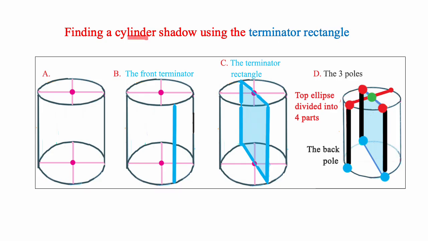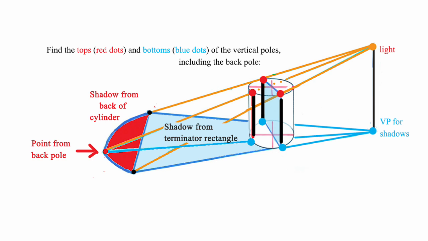One way to find the cylinder shadow is to use the Terminator rectangle. First, find the center of each ellipse. Then determine where you want the front terminator to be so that light just grazes by its top. To find the back of the terminator, draw lines through the center of the ellipses to the back of the cylinder. To find the third pole, you have to divide this top into four parts so you can find this back pole. To finish the shadow, draw light rays through the top of the poles and lines from the shadow vanishing point through the bottom.